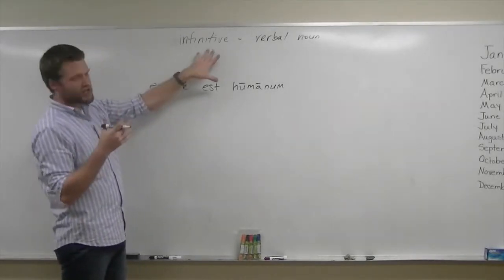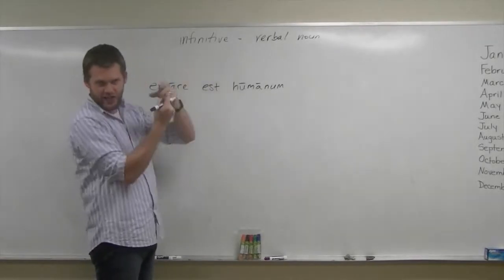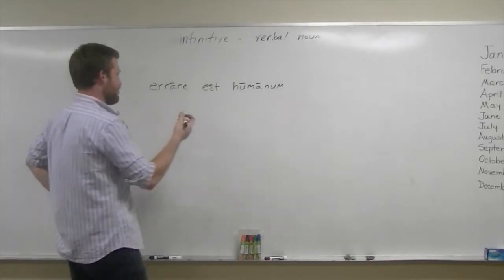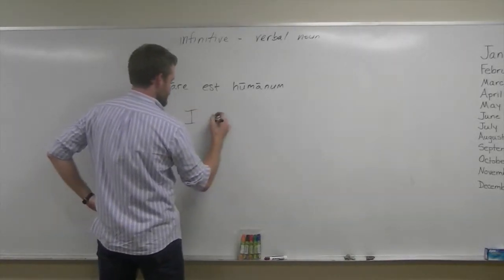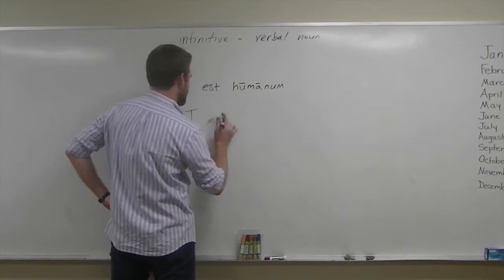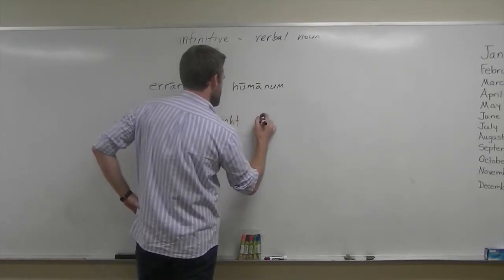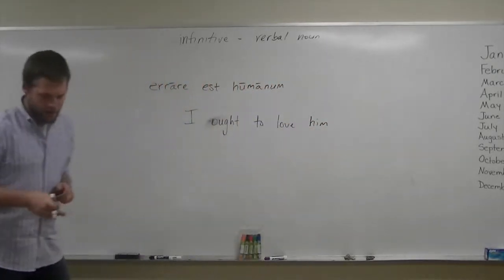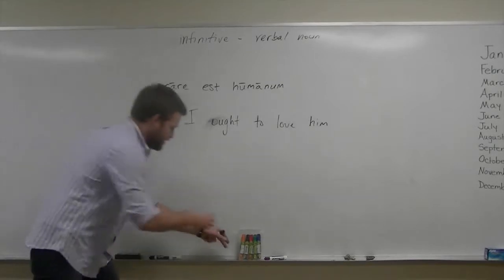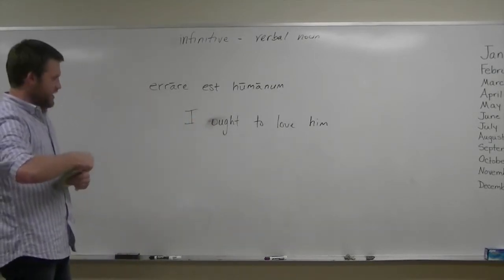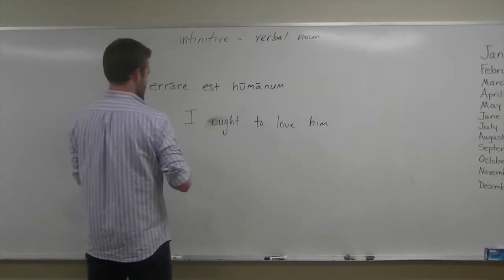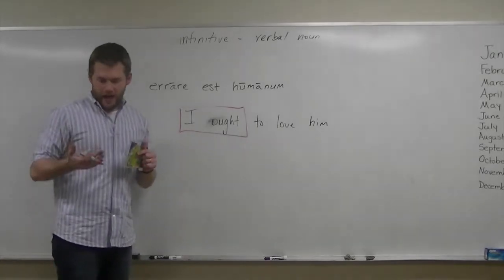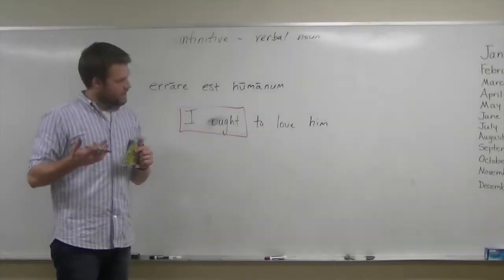Here, I'm going to show you how an infinitive can be both an action and stuff. We'll leave this sentence for just a second, but we'll look at this English example. For example, I ought to love him. So our simple subject and then our main verb is "I ought." Okay? So what ought I? To love. I ought to love.